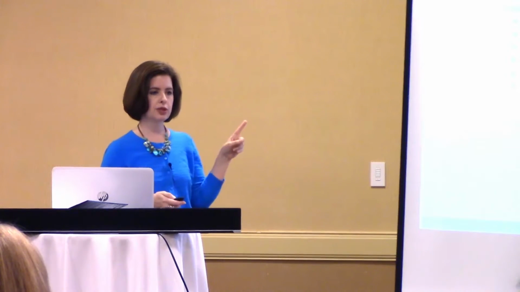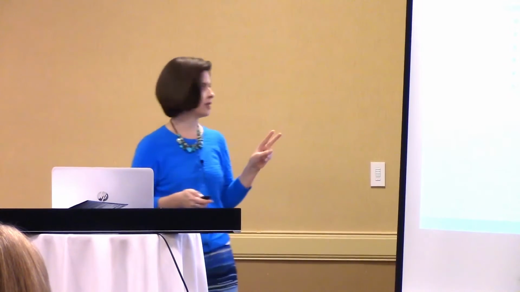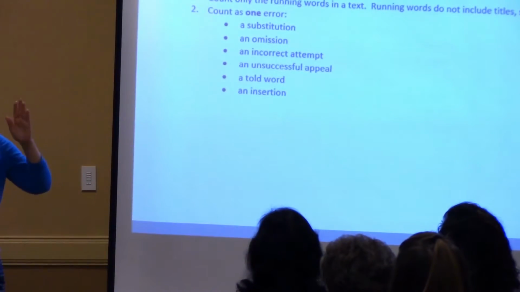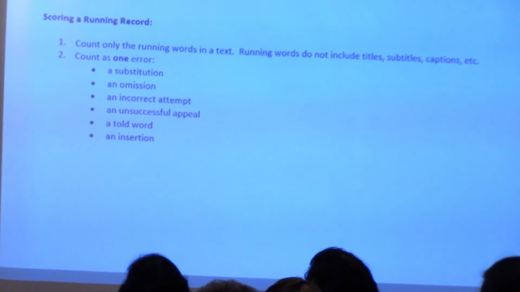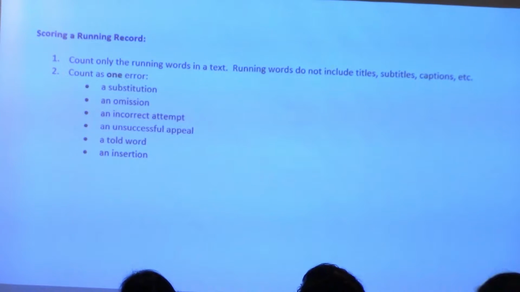Then you're going to count as one error any substitution. An omission counts as an error. An incorrect attempt: remember I showed you the correct attempt where the student said, I? That's not an error. But if they said something like hair, and they made an error, then I'm going to count that. An unsuccessful appeal: if they look for you and then come down and still can't read it, I'm going to mark that down. A told word, if you tell them the word, that's an error. And an insertion. If they added a word in the text that didn't exist, that's counted as an error.